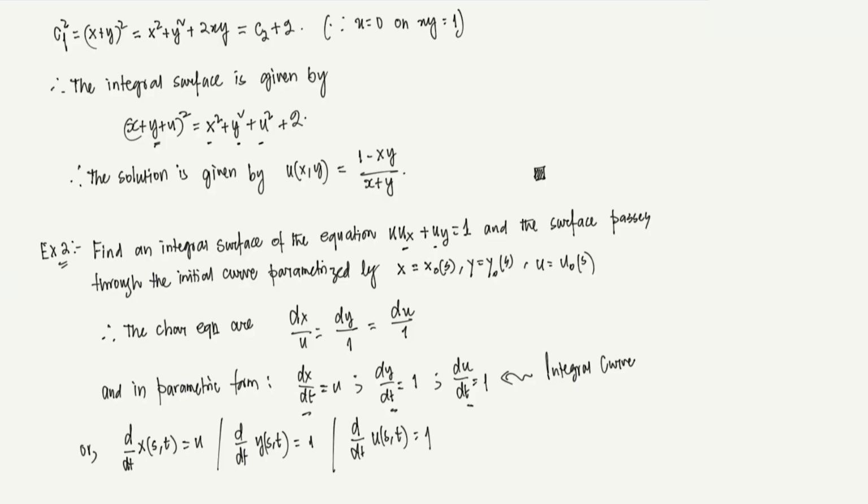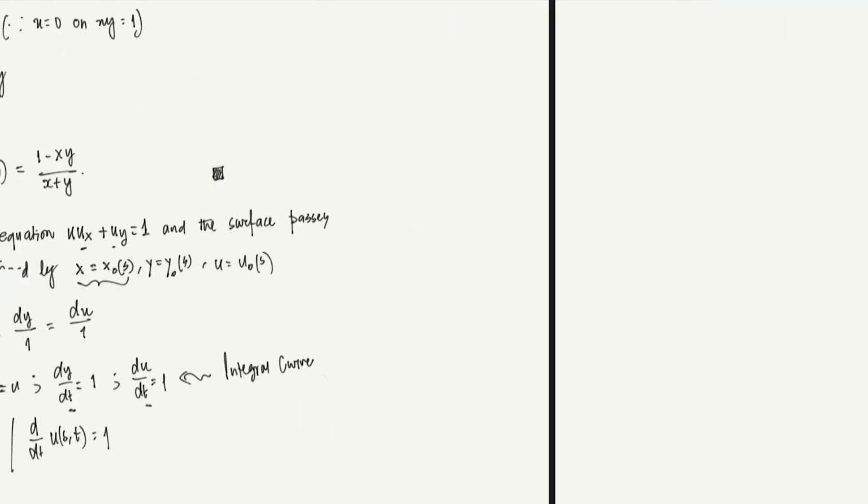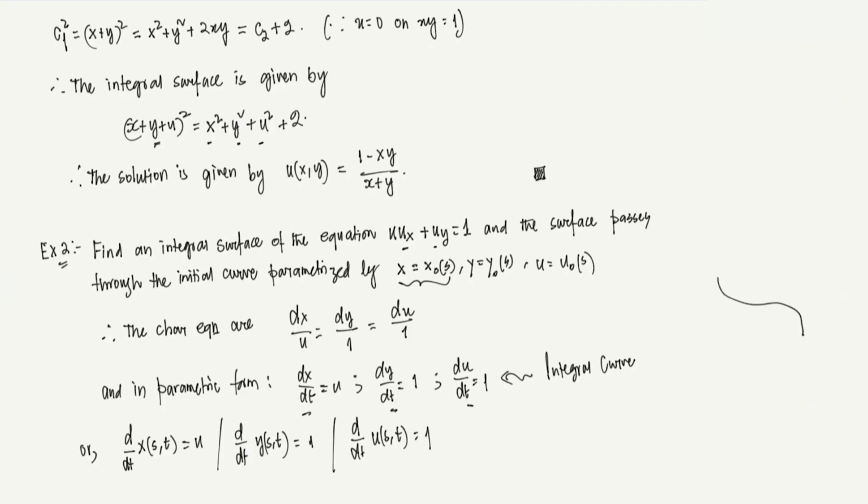What is the initial data? The initial data says x is x naught of s, meaning at t equals 0. As t evolves, one integral curve evolves, so at t equals 0 this is the initial curve, right?